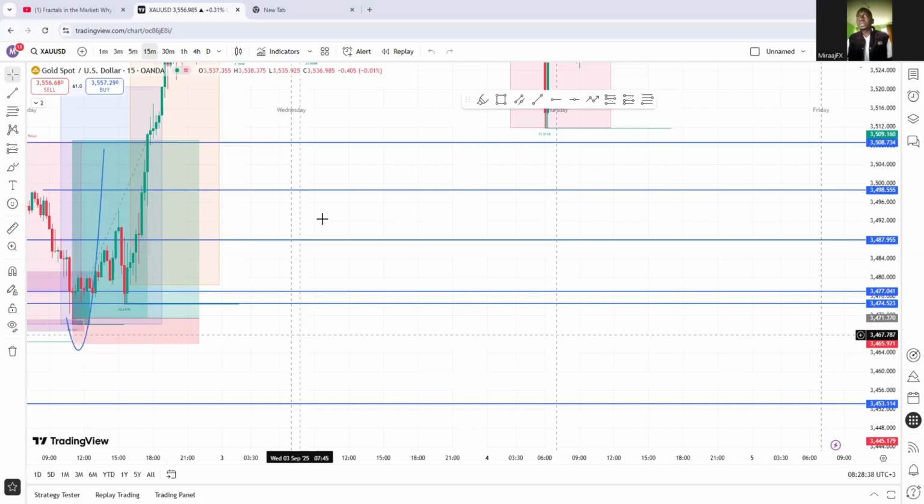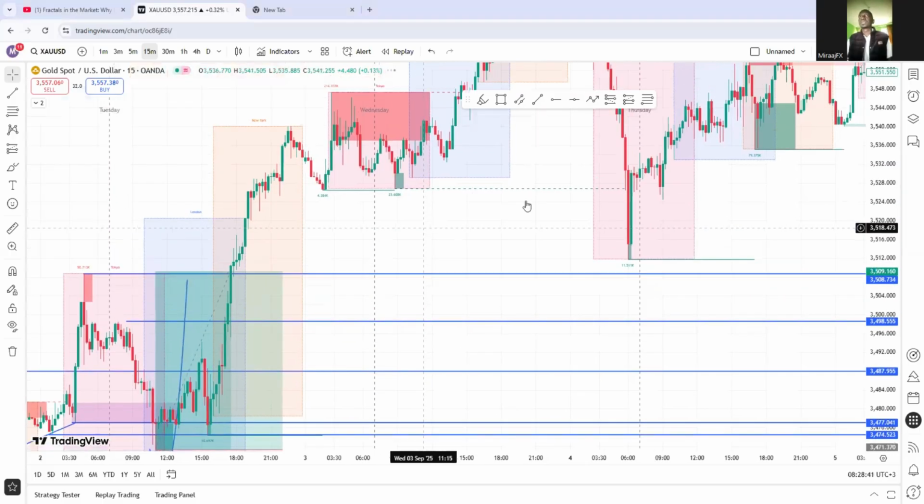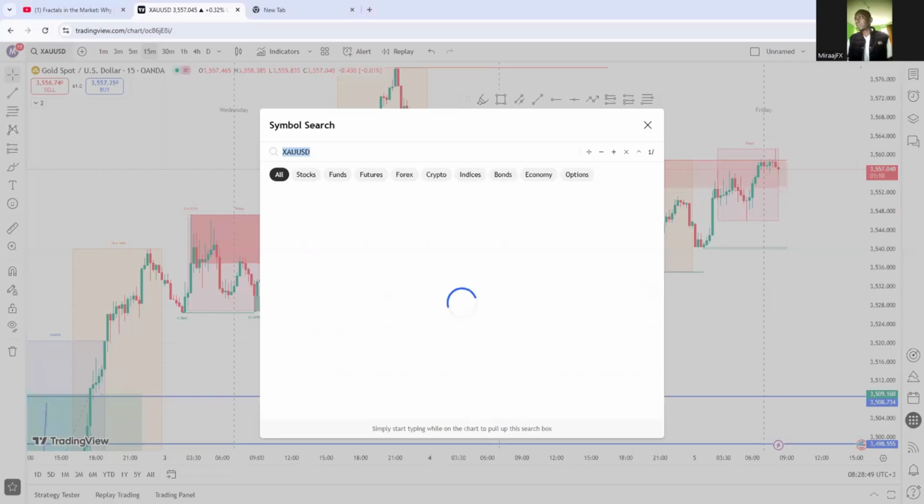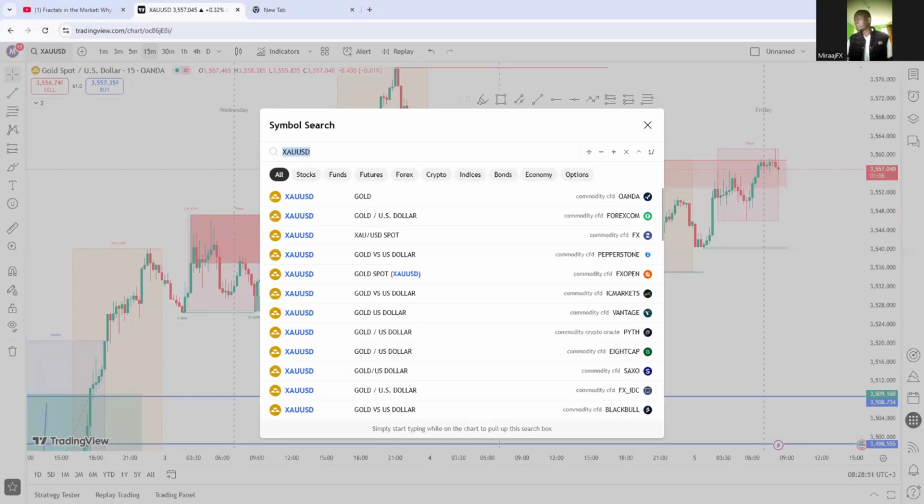So let's go ahead and take a look at the chart so that we can see if we can find a few items here. Okay, so where are we? Let's take a look at this. This is gold. Okay. So I wanted us to take a look at GJ. Let's take a look at GJ and see if we can see something to work with.